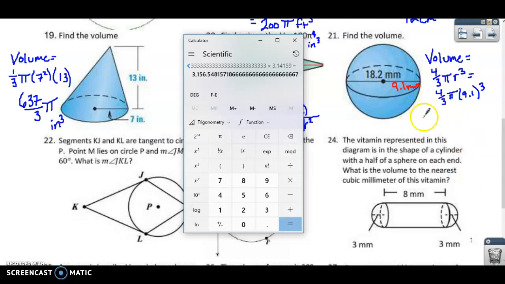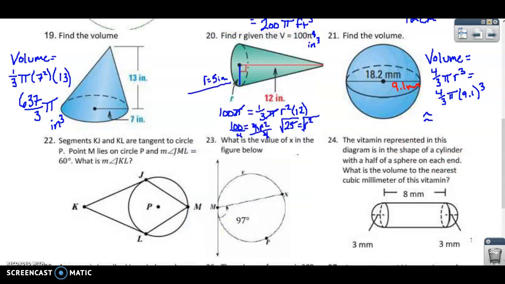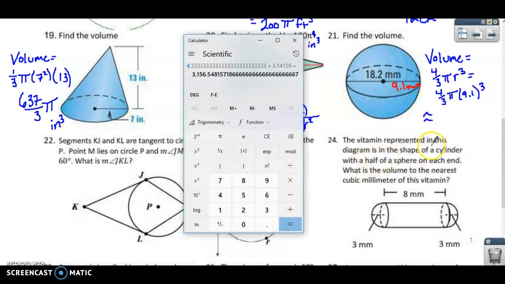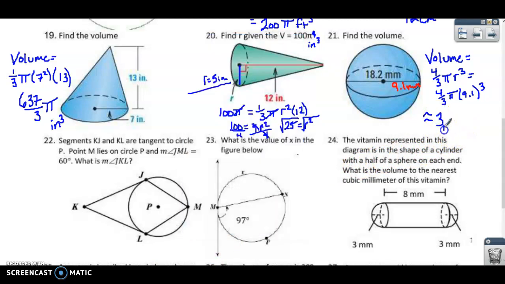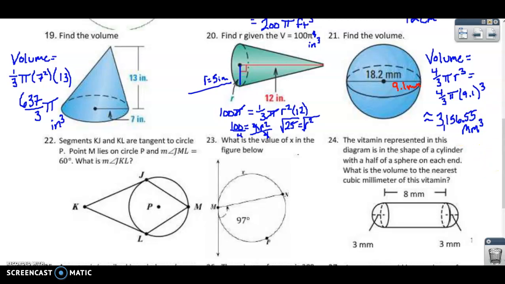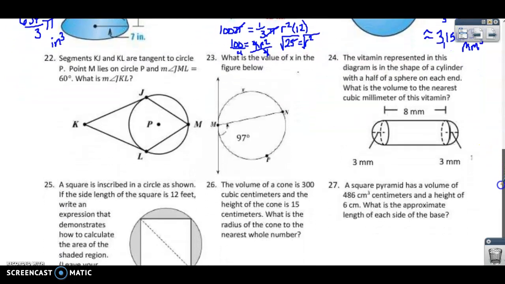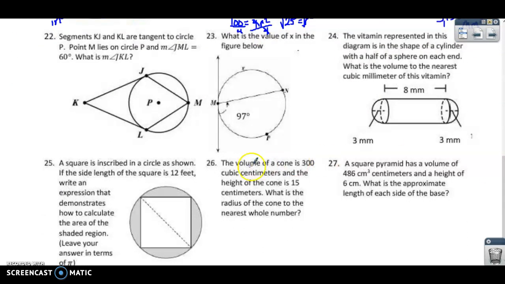And what's our volume approximately? Our volume is approximately 3,156.55 millimeters cubed. And you could leave that in terms of pi if you wanted. That time I decided to round off to the nearest hundredth. See if we can get through these here before time is up on us.